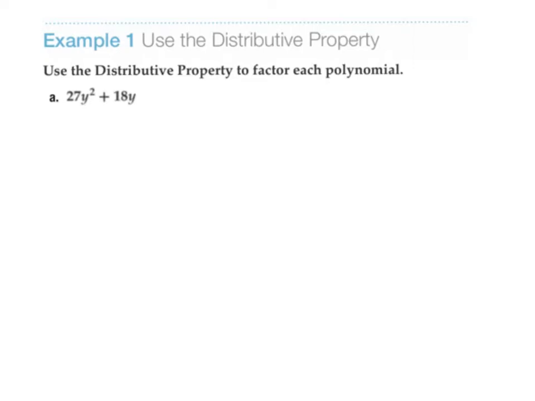Basically what we're going to do to factor these polynomials is, they call it the distributive, but I call it the greatest common factor. That means what's common between the numbers. I mean, what number divides into both the 18 and the 27? And 9 is the number that divides into both of those. And then we want to know the letters.